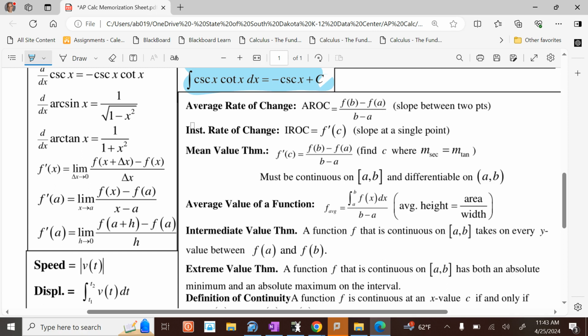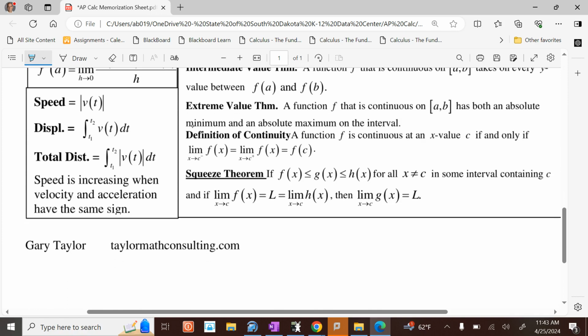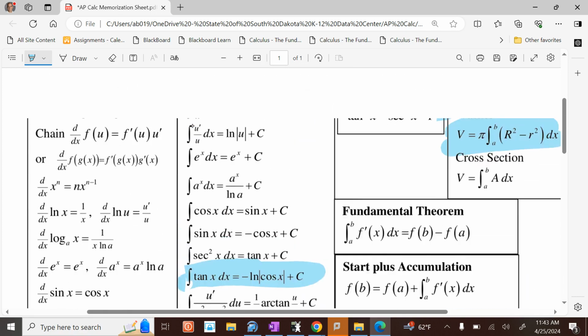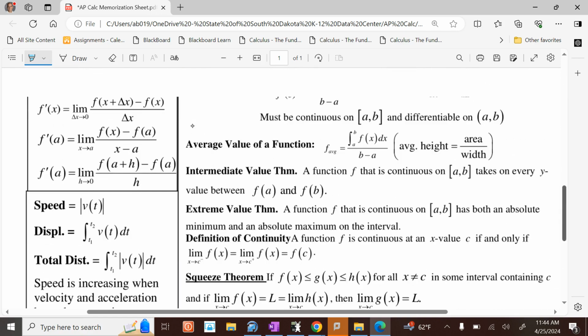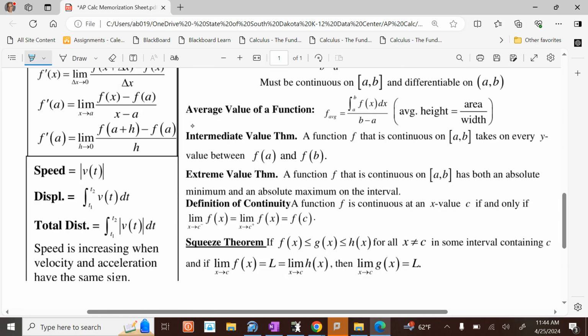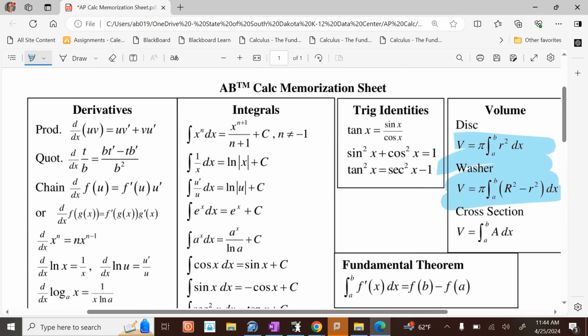Then the average value of a function, I write mine differently than this. It's 1 over b minus a, times the integral from a to b of f of x. But besides that, if you know pretty much most all of this stuff, you know the basics of how to apply things on this test.